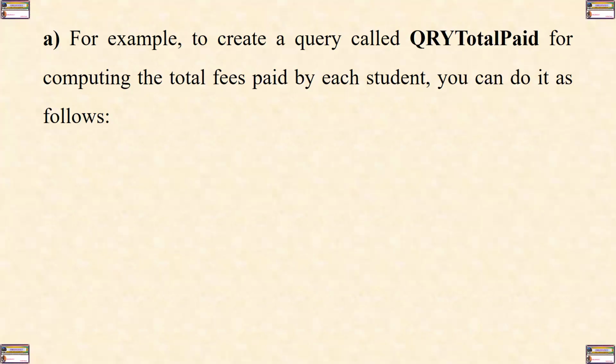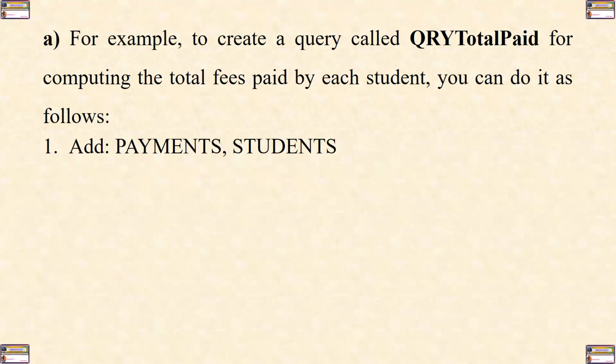If, for example, you want to create a query called Query Total Paid for computing the total fees paid by each student, you can do it as follows. Number one, you add the following tables: the table called Payments and the table called Students. The Students table will contain the fields that give details about the student, while the Payments table will contain the fields that have description about the payments that have been made.